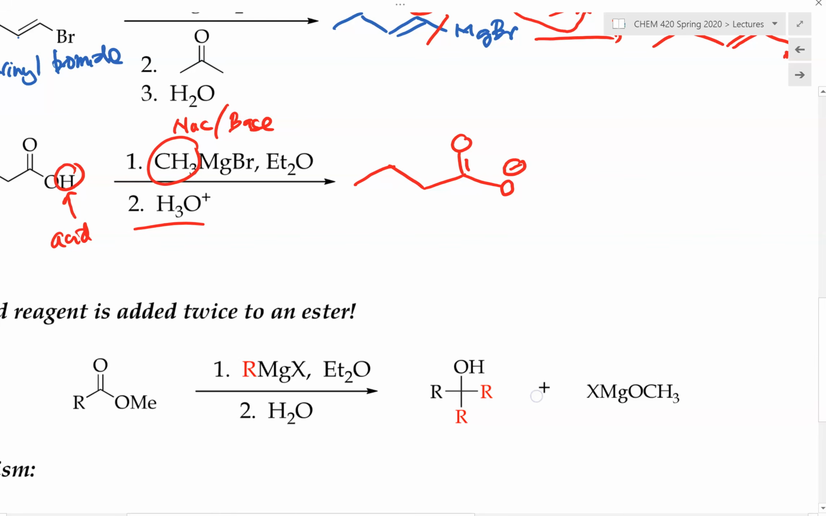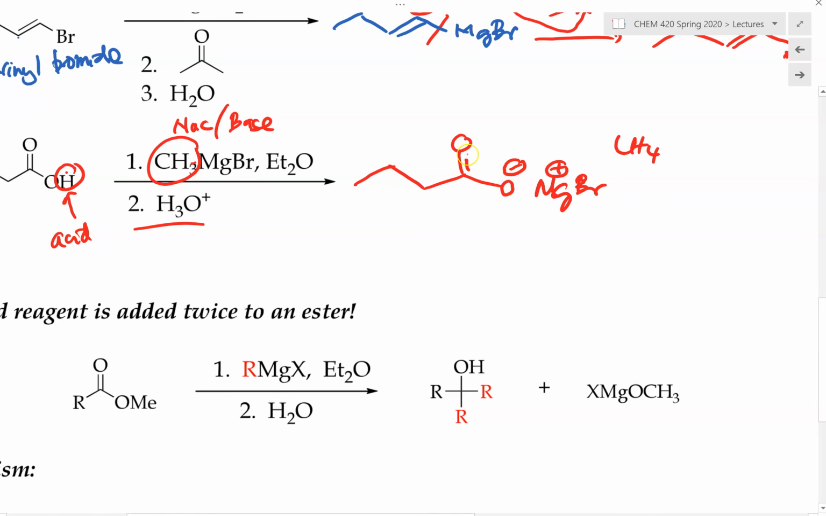So we have that, and we have methane gas, because when this picks up this proton, it becomes methane. And now we still have our Mg, our Grignard reagent left in here. So that will be the product of the first step.